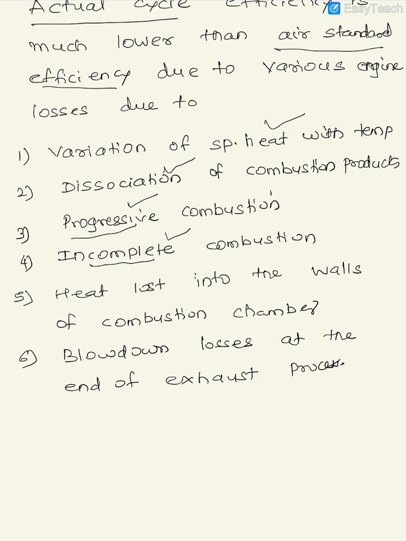It also considers the heat loss via the walls of the engine, and it also accounts for what are known as the blowdown losses. Blowdown losses means when you are opening the exhaust valve earlier, okay, some of the energy is lost. So that is called blowdown losses. So this is where the actual cycle differs from the air standard cycle, and actual cycle efficiency is much lower, about 50% of the air standard efficiency.